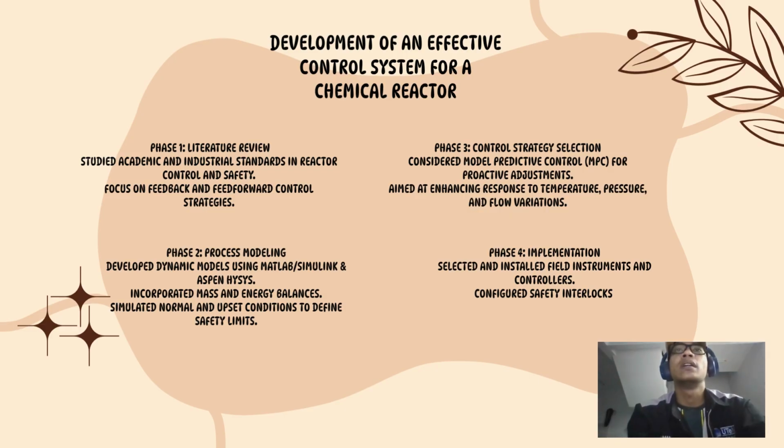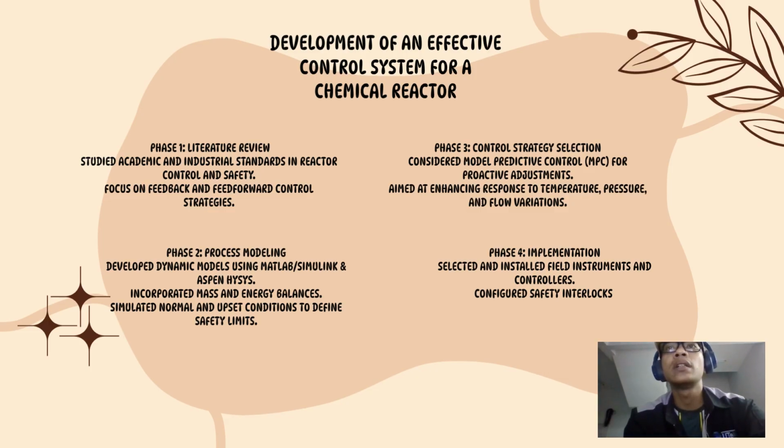Next slide, development of an effective control system for a chemical reactor. Phase 1 deals with studying academic and industrial standards in reactor control and safety, focusing on feedback and feed-forward control strategies. The second phase, process modeling development, develops a dynamic model using MATLAB, incorporating mass and energy balance, and simulates normal and upset conditions to define safety limits.